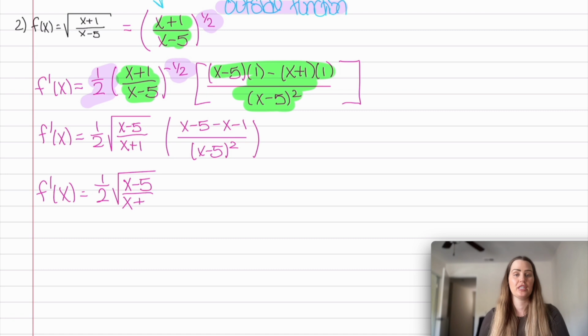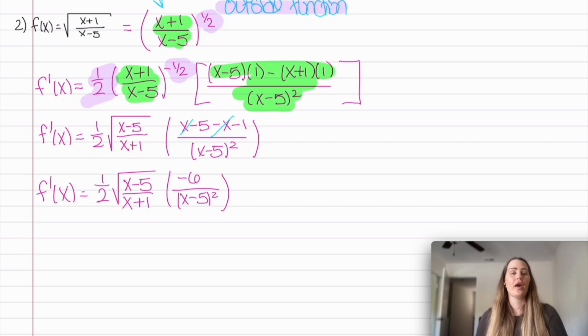The first piece will stay the same. I have in that fraction over there, x minus x, so those will cancel out. And all I'm left with is negative 5 minus 1, which gives me a negative 6 on top. The bottom will stay the same, x minus 5 squared. And now I can go ahead and cancel the 2 down there with the 3 on top. And so for my final answer, I'm left with that radical, which will stay the same, and then the fraction, which will now be negative 3 on top and x minus 5 squared on the bottom. And that's what I'm going to leave as my final answer.